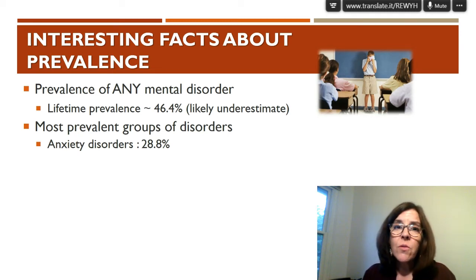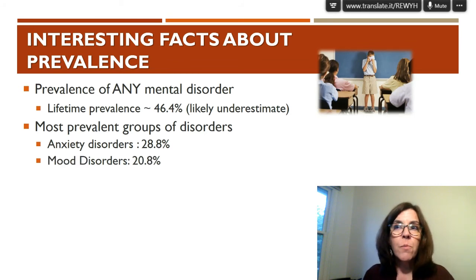So anxiety disorders are the most common group of disorders. About 28.8% of people have a lifetime prevalence of anxiety disorders. Now, the 1-year prevalence is a little bit lower than that. Remember, 28.8% of people will be affected by an anxiety disorder across their entire lifespan, but only about 18% will have an anxiety disorder in the past year.